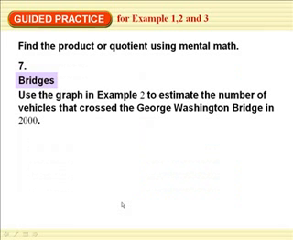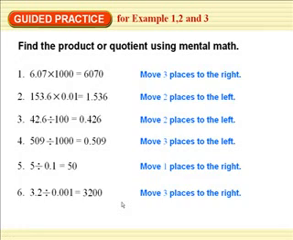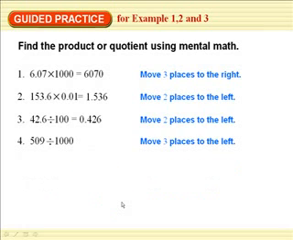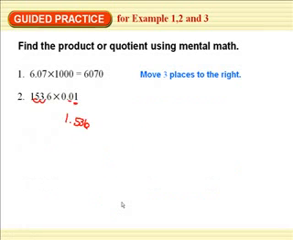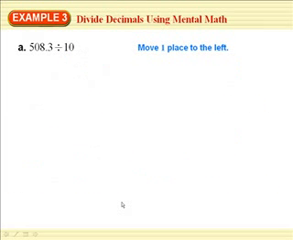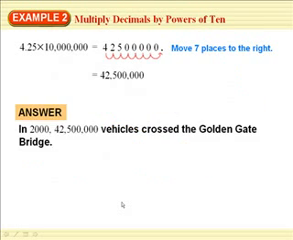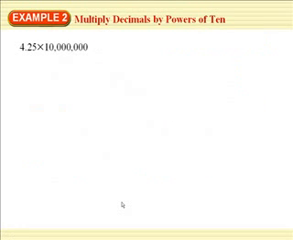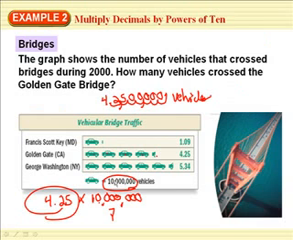Use the graph in example 4 to estimate the number of vehicles that crossed the George Washington Bridge in 2000. So let's go back to... Sorry, it takes me a second to go back. Okay, the George Washington Bridge, and we get to the graph. So here's the George Washington Bridge. There was 5.34 in the graph, and we take that times 10 million.